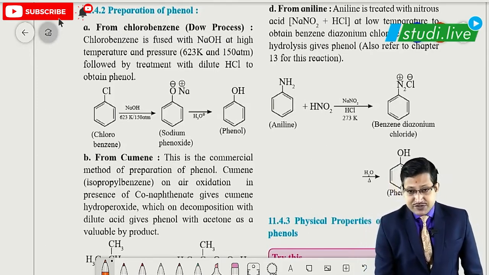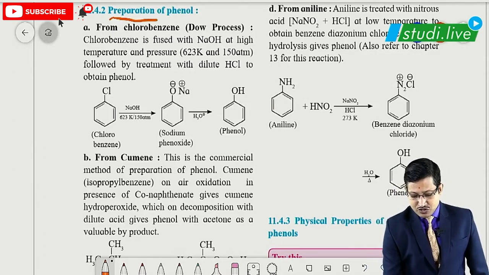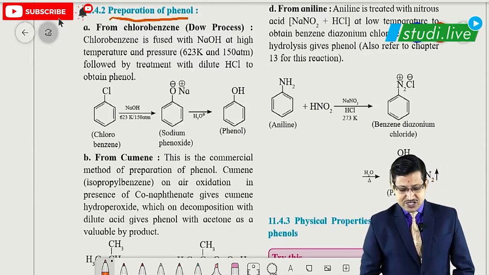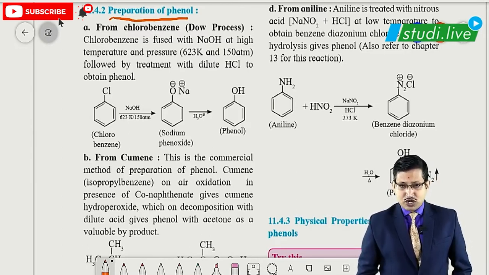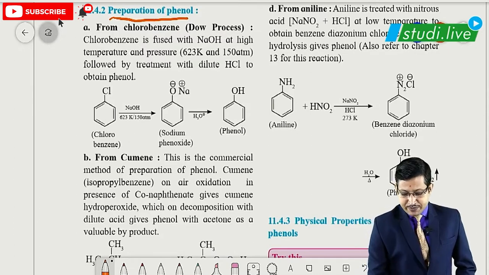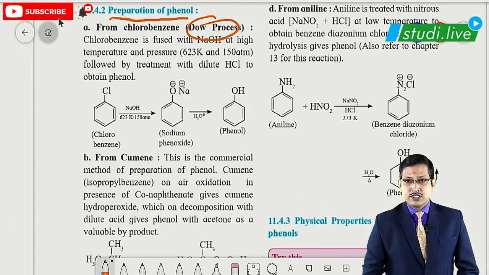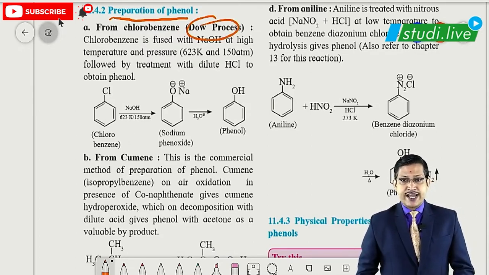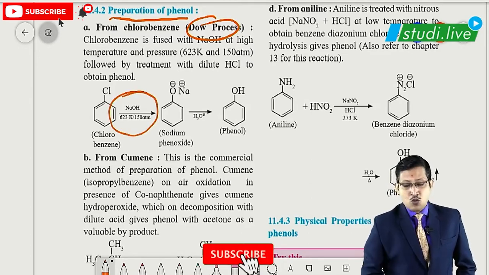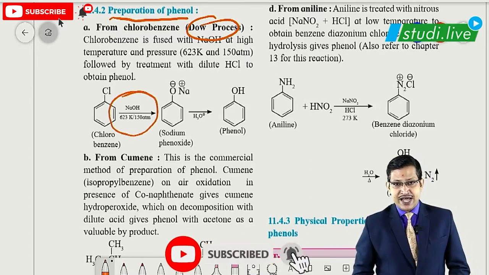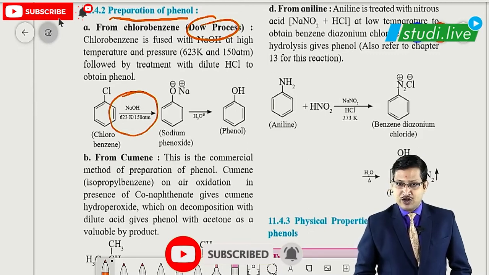Now we'll start with the next topic, that is preparation of phenols. In the preparation of phenols, the first method is from chlorobenzene. Now from chlorobenzene, the name reaction is also called Dow's process. In this reaction, there are very important words. The key points that you should have: chlorobenzene will react with, what is the reacting condition? Yes, 623 Kelvin, 150 atmospheric pressure, and that gives you the formation of phenoxide.